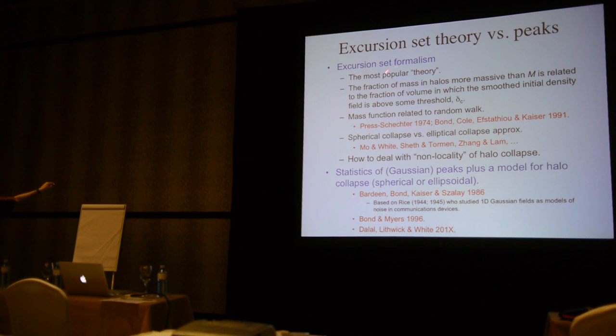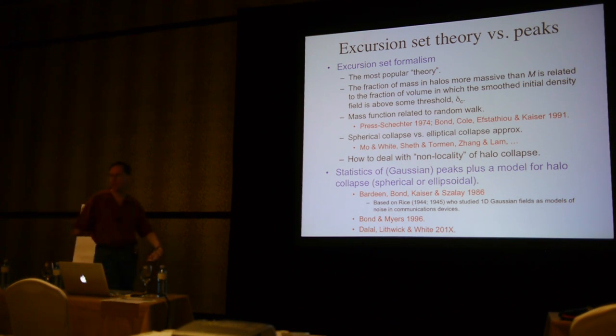The excursion set formalism is by far the most popular theory, but I put theory in quotes here because it's not even a self-consistent mathematical theory, so it's not deserving of the full word. And the idea, the ansatz, the assumption that is made in these excursion set models is that the fraction of mass that is going to end up in halos more massive than m is related in some specified way to the fraction of the volume in which the smooth initial density field is above some threshold delta c.